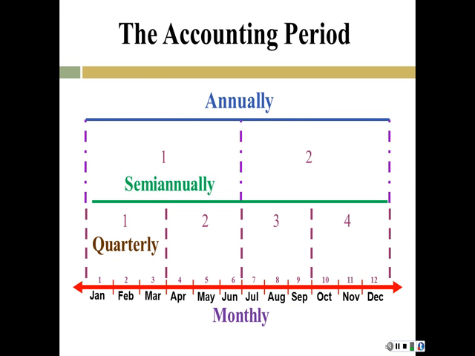which begins anywhere in the year and ends 12 months later. So it could begin on March 1st and end on February 28th of the following year. Or it could begin on June 1st and end on May 31st of the following year. That is a fiscal period.